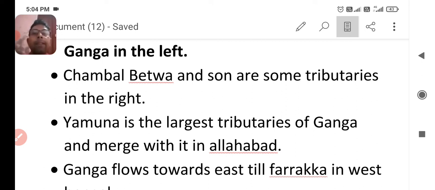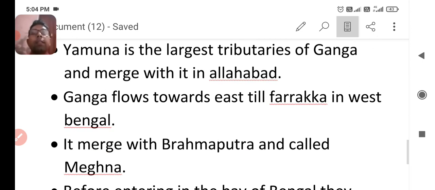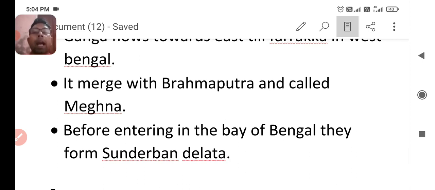And the next point, Yamuna is the largest tributary of Ganga and merges with it at Allahabad. This is also one important objective type question for you. And the next, Ganga flows towards the east till Farakka in West Bengal. And the next point, it merges with Brahmaputra and is called Meghna. So the joint river of Ganga and Brahmaputra is known as Meghna.